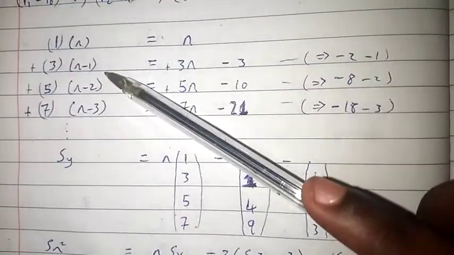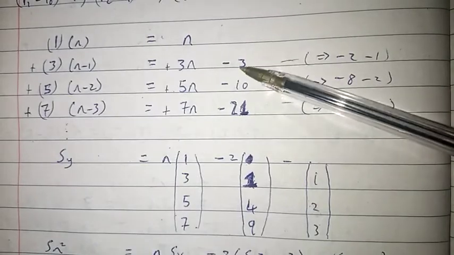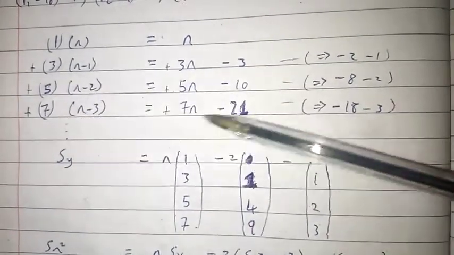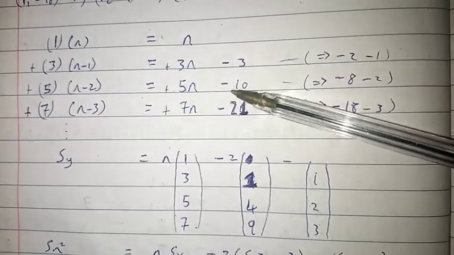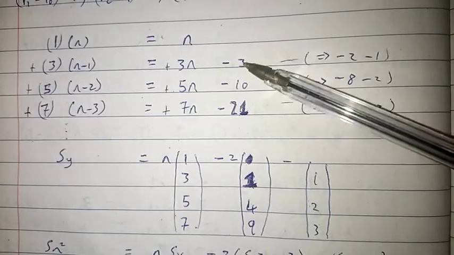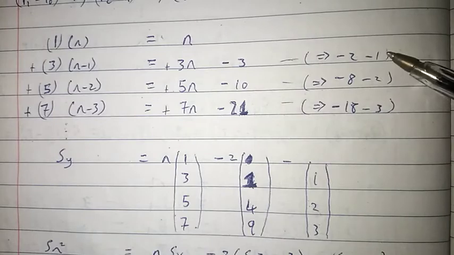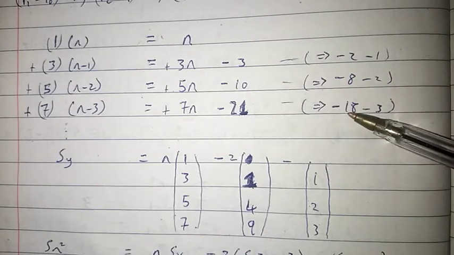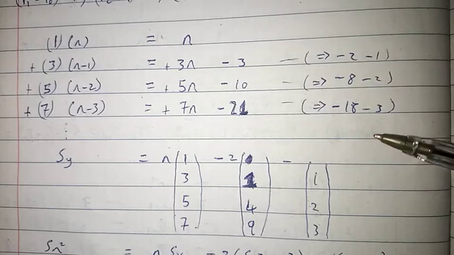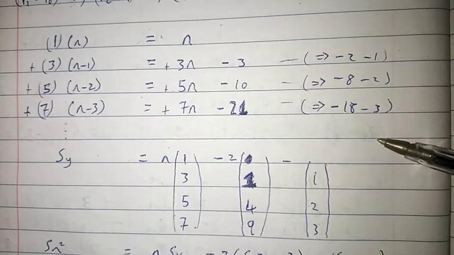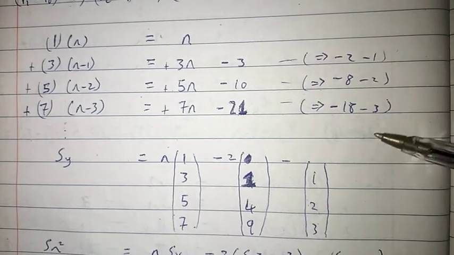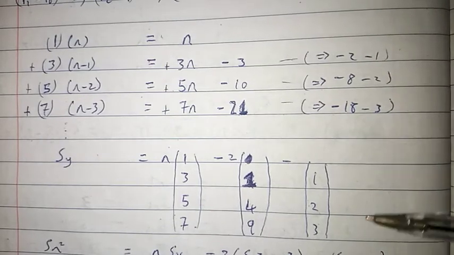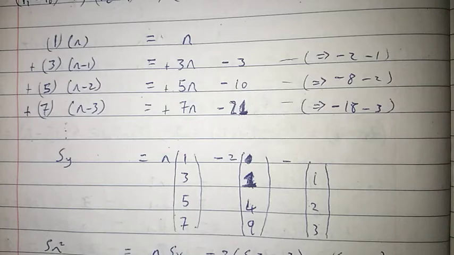So on this side, on expanding this, you end up having minus 3. On expanding this one, you end up having minus 10. On expanding this, minus 21. Now what you will notice about this progression is that you can separate this into 2. Minus 2 minus 1. This becomes minus 8 minus 2, minus 18 minus 3. So you can separate it into 2. And what you'll find out is this is basically the sum of n, Sn. It's basically a progression of 1, 2, 3, 4, which we found previously.